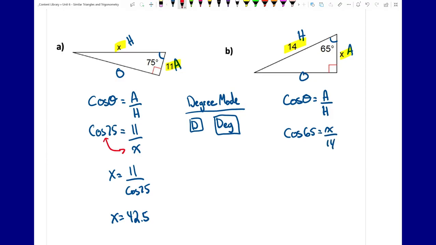And very similar to our other examples, when we had the missing piece on top, we bring the bottom number up and we multiply. So 14 times cosine 65 will equal x. And 14 times cosine 65 is 5.9. Yeah, we'll round it to 5.9. 5.9 or 6 would be good answers.